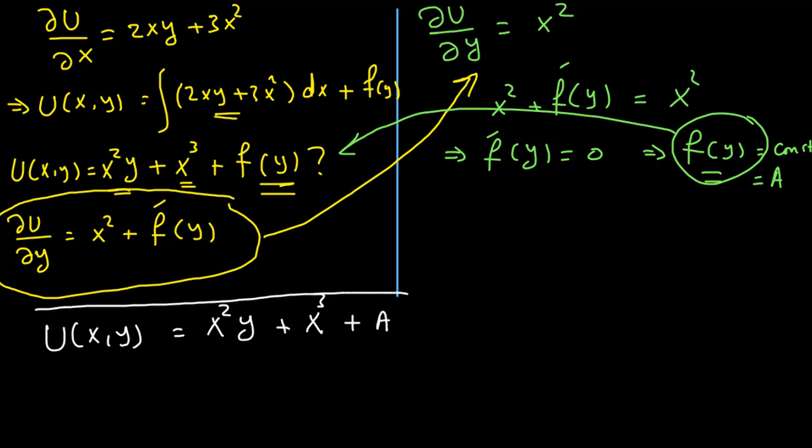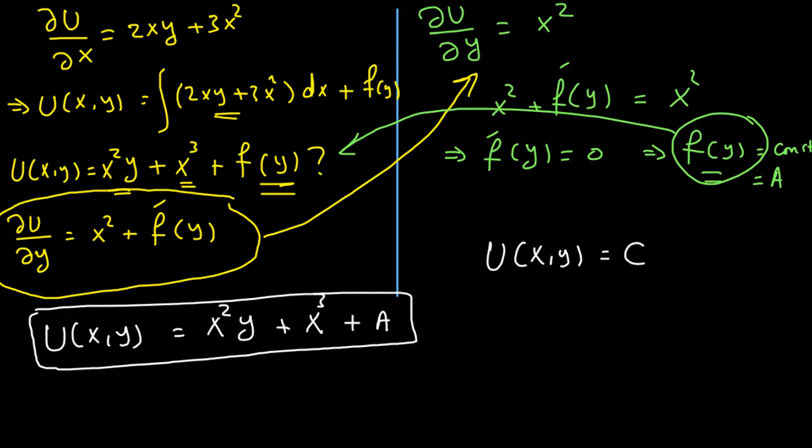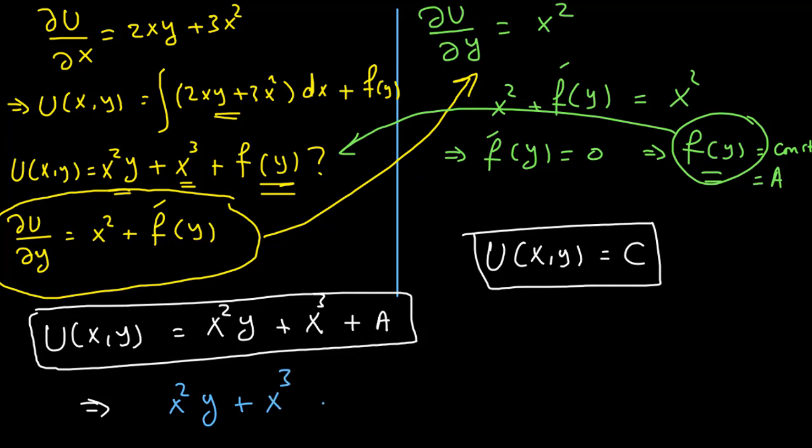An important remark here: this is not the general solution of the differential equation, because if you remember, we said that the solution of the differential equation is u of x and y equal to a constant. So it's not just our u, but we have to equate this function u with the arbitrary constant c. So the general solution will finally be x squared y plus x cubed plus a equal to c, and here we have a constant and here we have a constant.